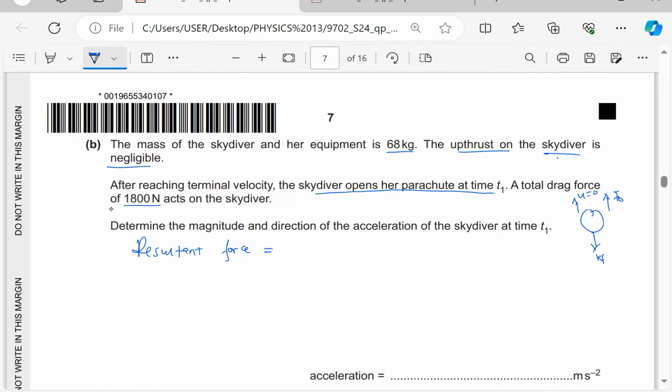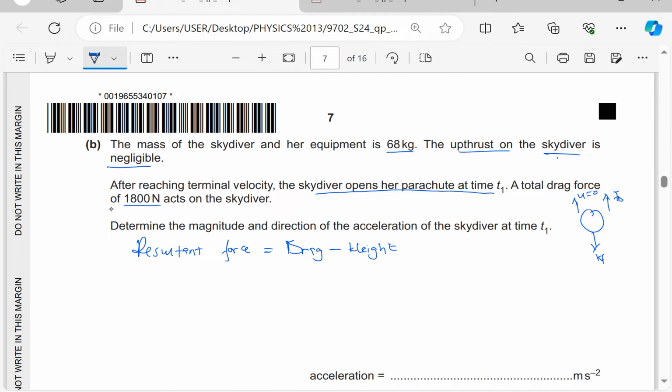So the resultant force is going to be the drag force minus the weight. Because before opening the parachute, the weight was equal to the upward force. Then when they open the parachute, it means now the drag force, or the upward force, is greater than the weight downwards. So the resultant force is going to be the drag force minus the weight. That's what we would expect.